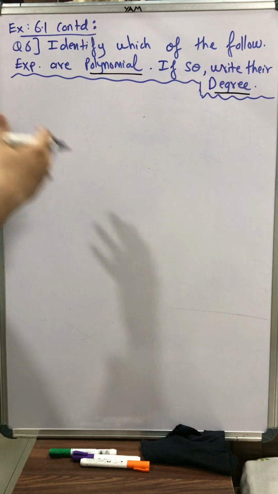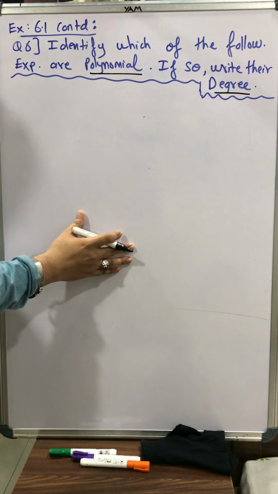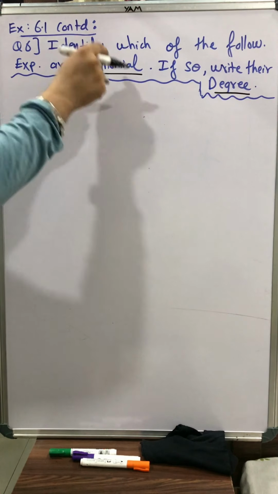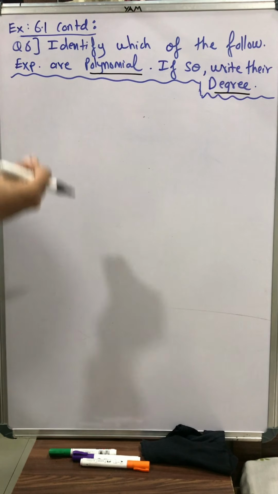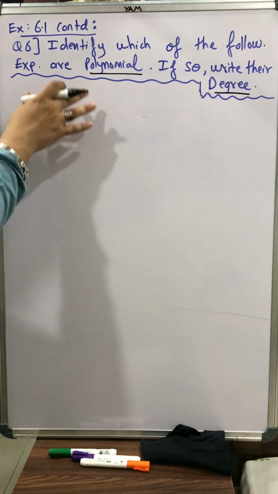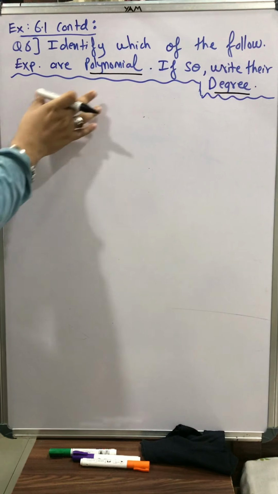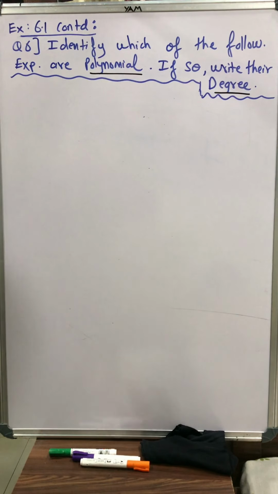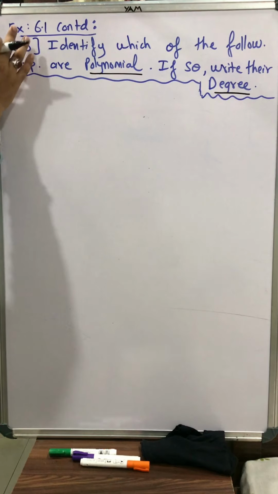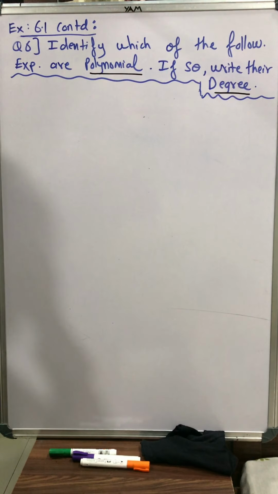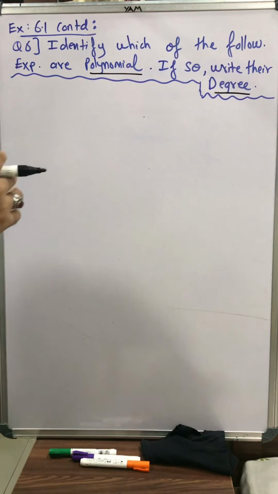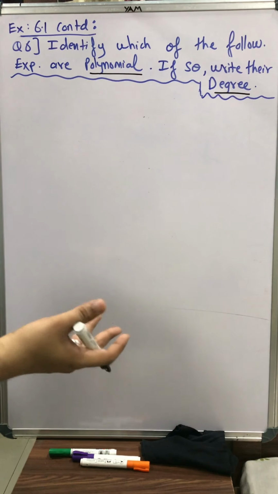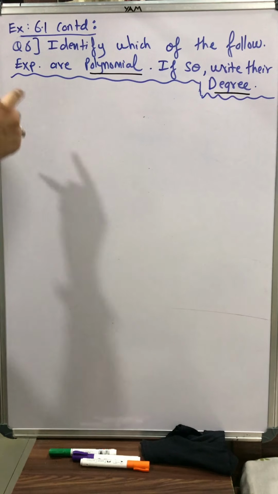First of all, we need to find whether the given expressions on the board are polynomials, and if they are polynomials, then I have to find their degree. So the basic thing over here is to see whether the given expressions in question number 6 are polynomials or not. Before writing the sub-questions of question number 6 on the board, I would like to give a small note on the board, after which you can easily identify which expressions are polynomials and which are not. The note is in front of you on the board.